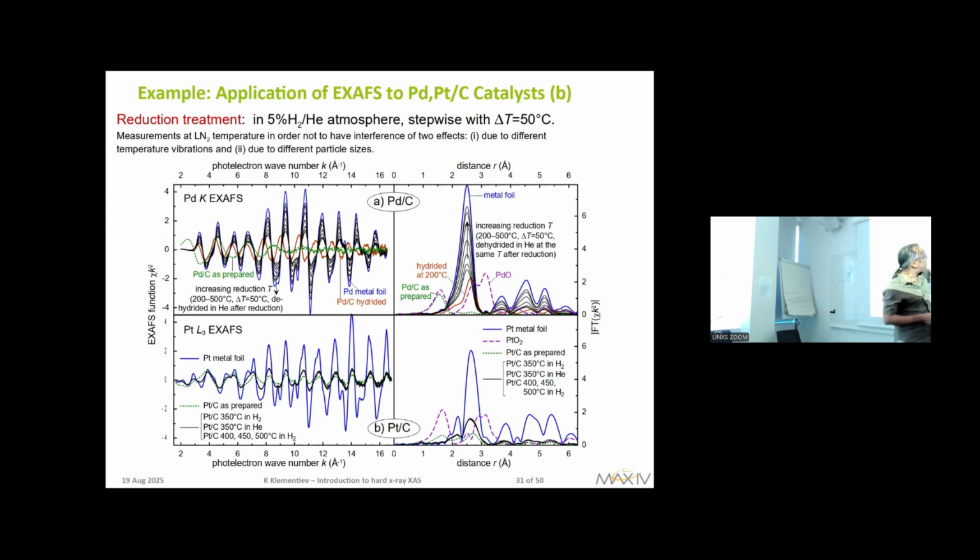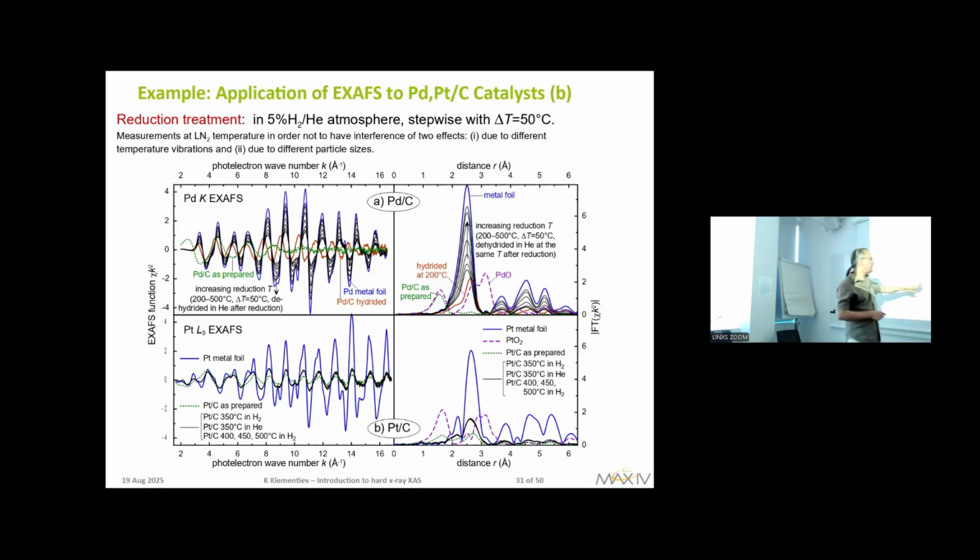And then the as-prepared sample, the green one, is very similar to the oxidic state, and then nothing at higher distances. And after the first reduction step, what we have is a structure similar to the metal foil, just smaller intensity. So we already formed some metallic particles. You see it right from the spectrum, but they are small. And when stepwise we increase temperature, these particles grow in size, grow without saturation.